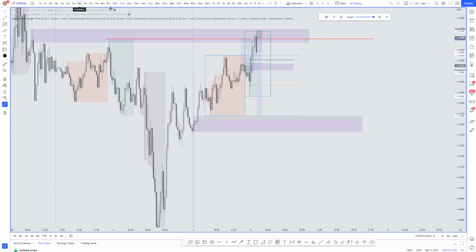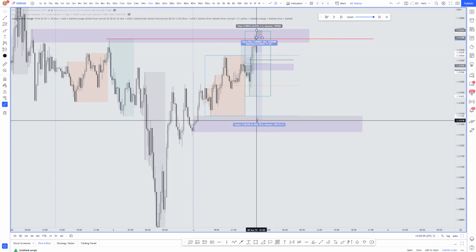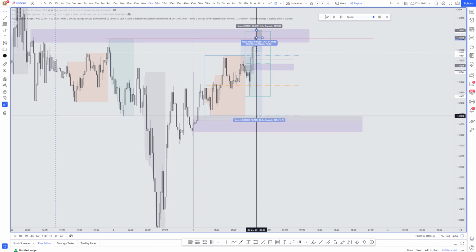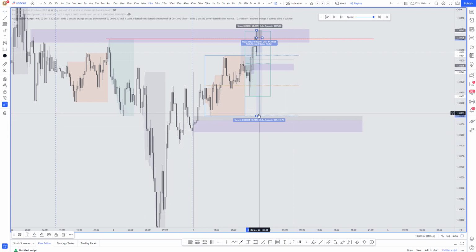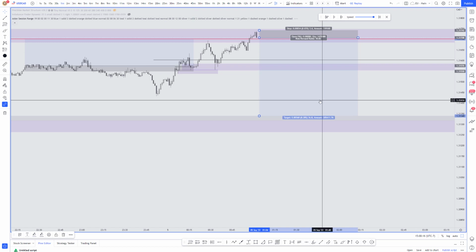So whether you're looking to fill the imbalance completely, you can, but price does not have to fill it completely. Price will more than likely run Asia. What I've had happen is that it wicks Asia by like 0.1, 0.2 and just goes the other way. So definitely be careful with how you target these.